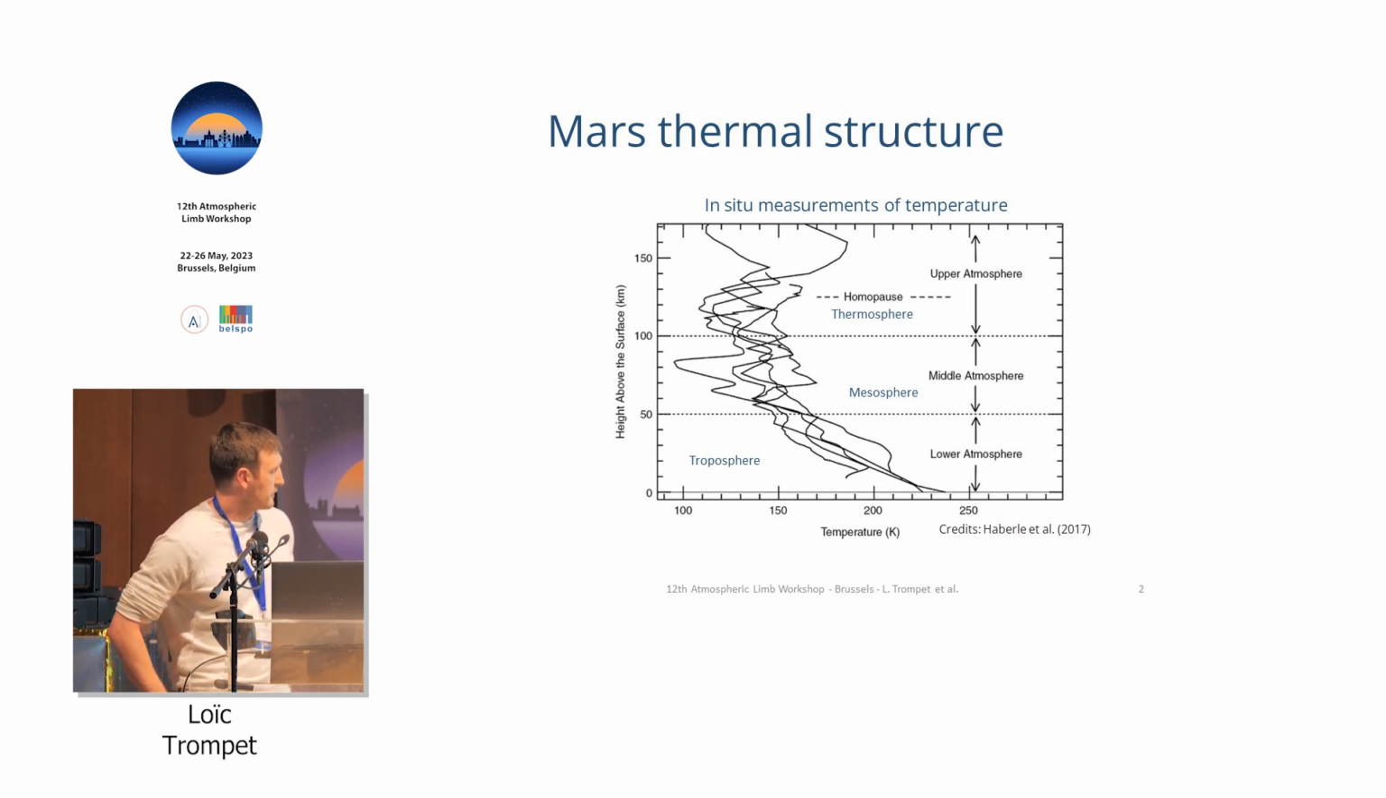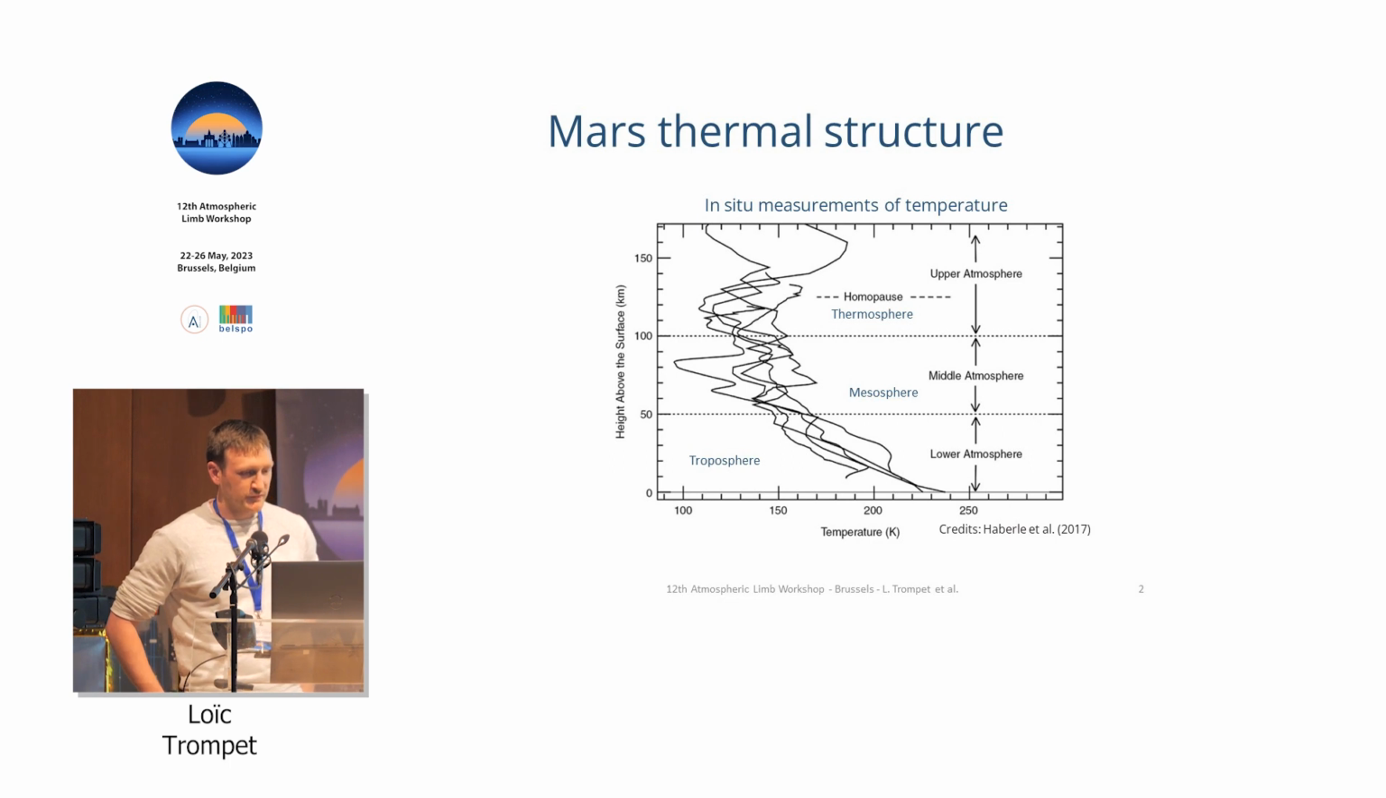So here you have some temperature profiles which are in situ from landers. And this gives you, in fact, the different regions of the atmosphere. Here we do not have a stratosphere. You know that there is ozone in the atmosphere of Mars, but there is not enough ozone to have this stratosphere as we see on Earth.